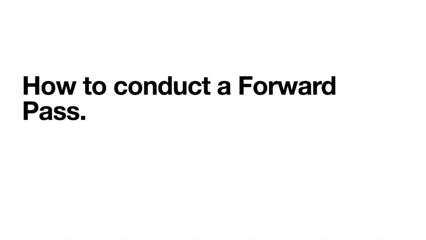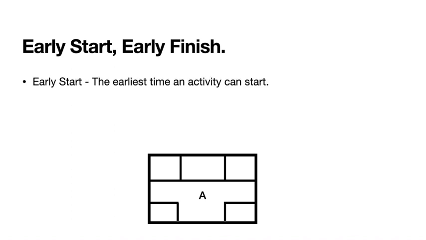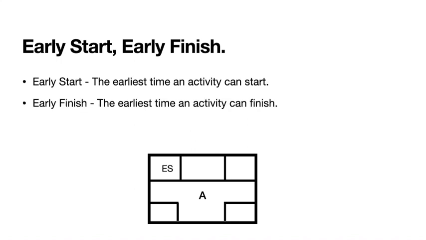In order to calculate the forward pass, you would need to know what an early start and an early finish of an activity is. The early start of an activity is the earliest time that that activity could start. It is represented at the location below. The early finish of an activity is the earliest time an activity can finish. The early finish of an activity is shown at this location.